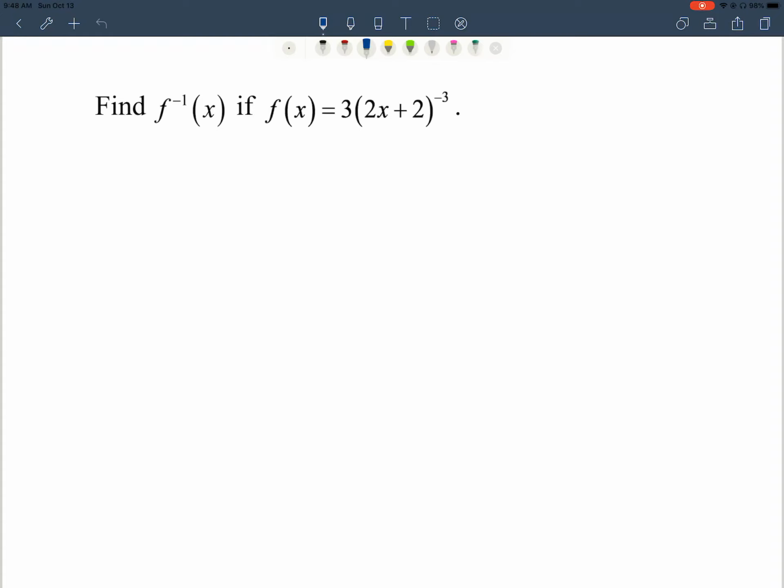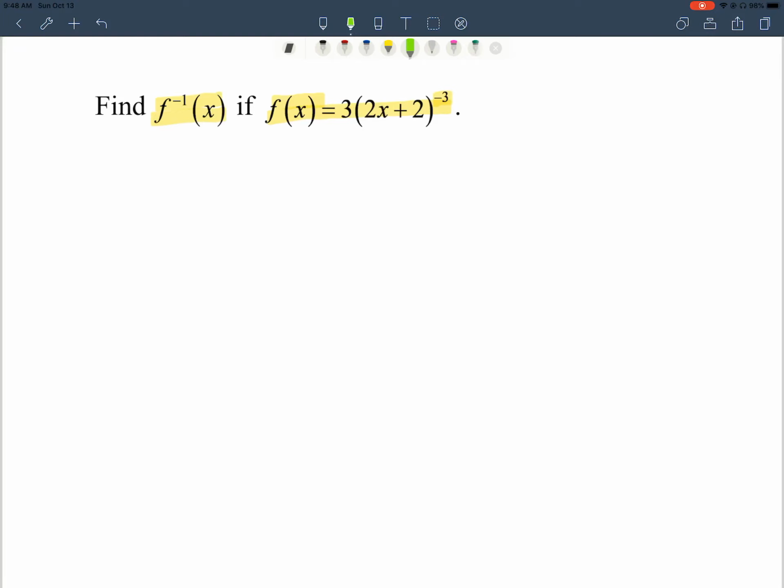And at any point, if you want to pause it and try to do it yourself and then come back and check it, please feel free to do that. This one says, find the inverse of f of x if f of x equals 3 times the quantity of 2x plus 2 raised to the negative third power. And let's look at this here for a second.